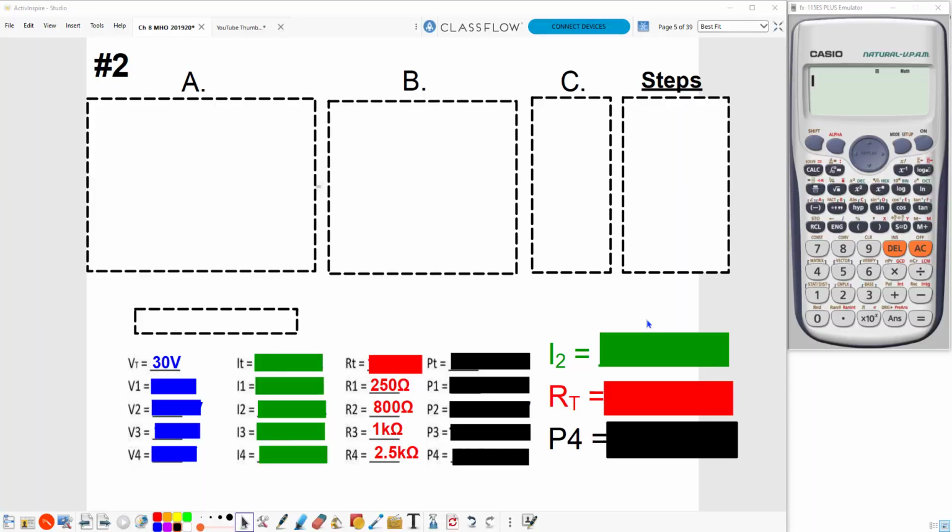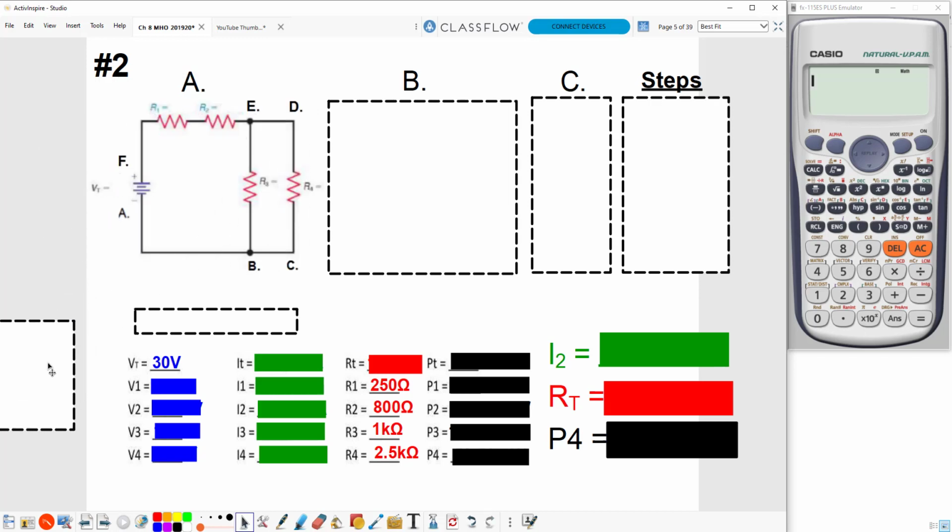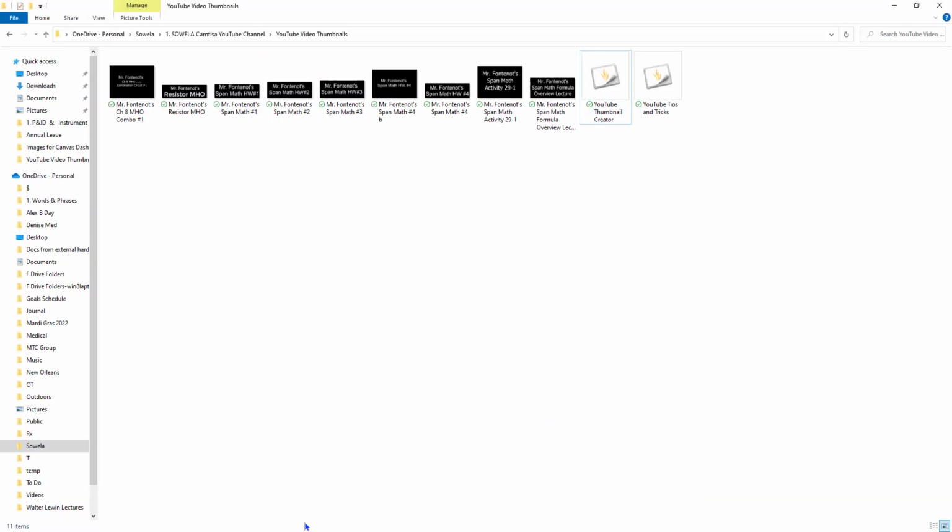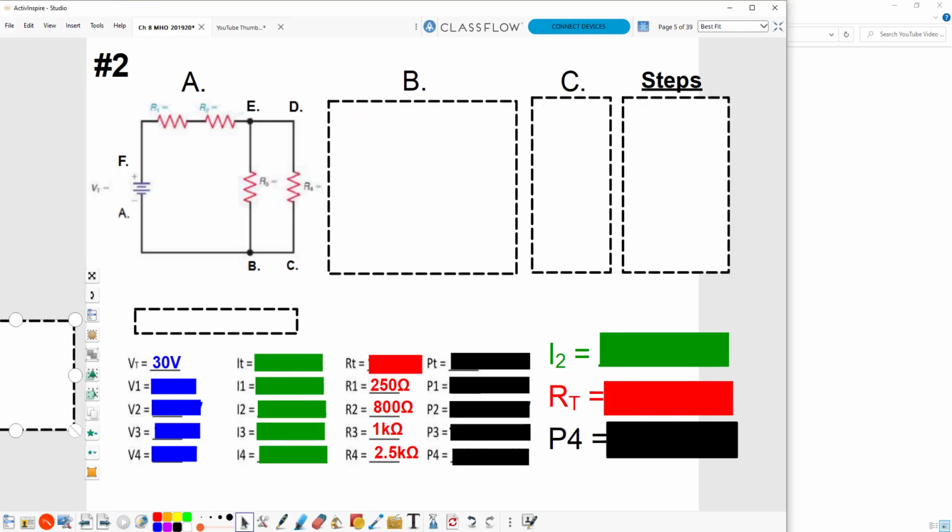This is the Chapter 8 Combination Circuit Math handout, problem number 2. So we see here at the top we're going to have a total of 3 drawings. We start with our original drawing here that we were given, and we're going to do a couple of redraws in order to find the total resistance of this circuit.